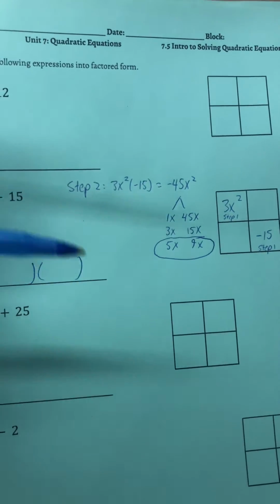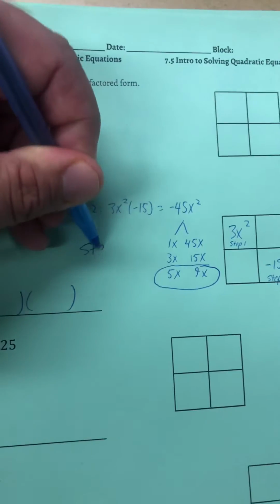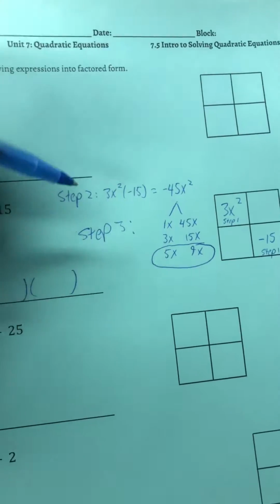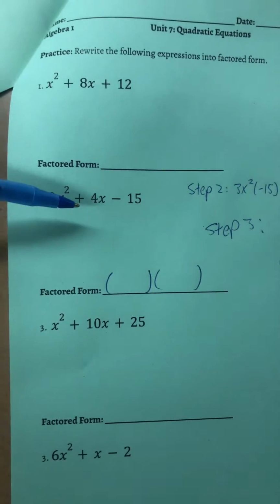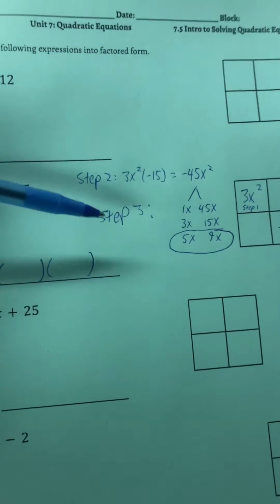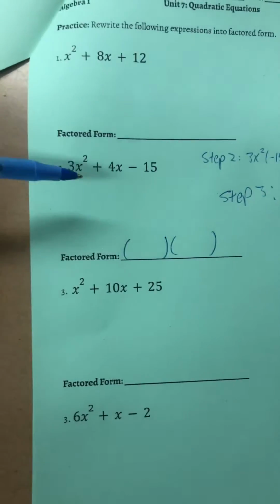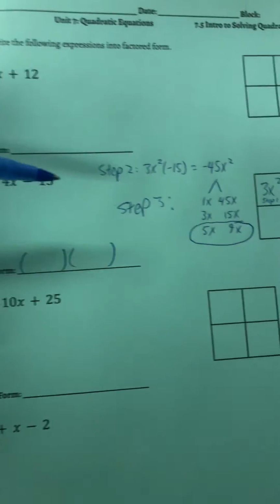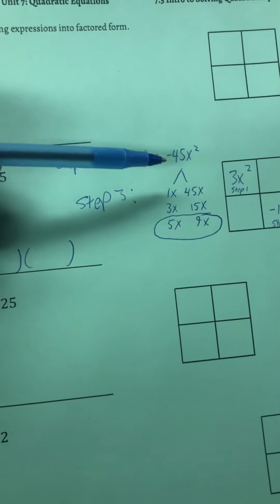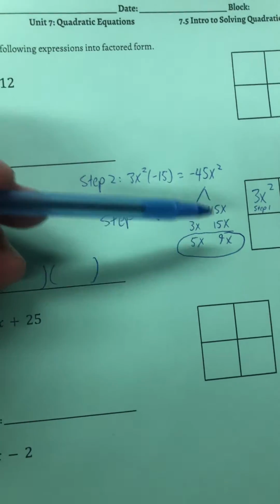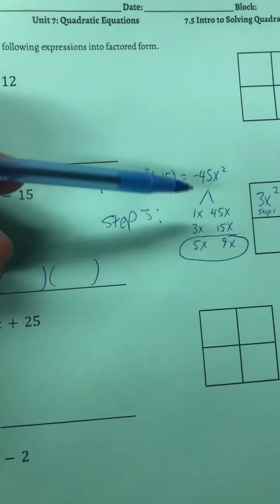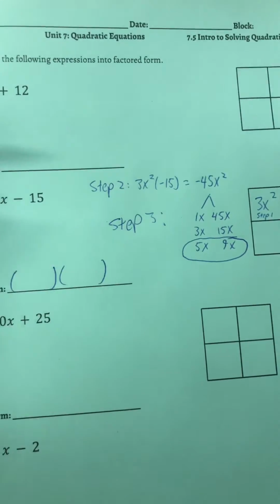So now when we're doing step 3, and we're looking for two factors that add up to the middle number, we're really looking for two factors that have a difference of that middle number of positive 4x. Because if we have a negative number here, that means one of these two factors is going to have to be a negative to create that negative 45x squared.